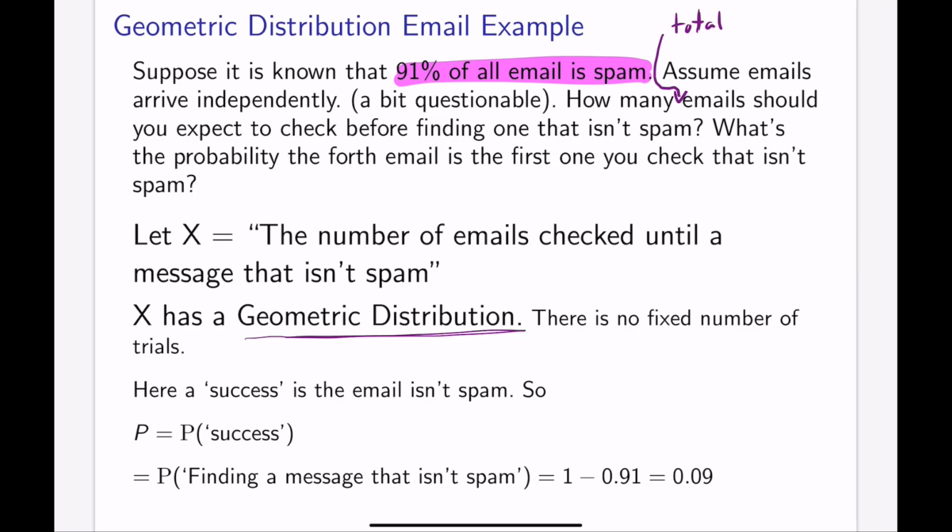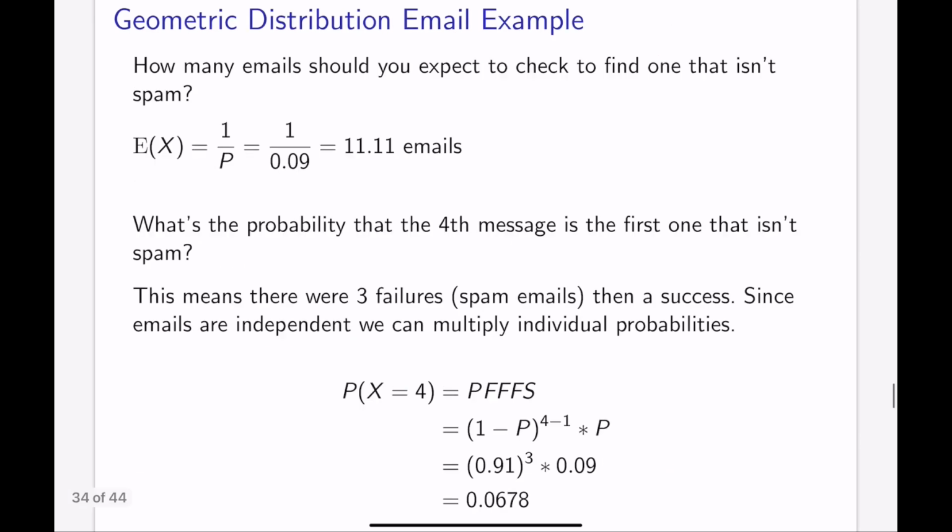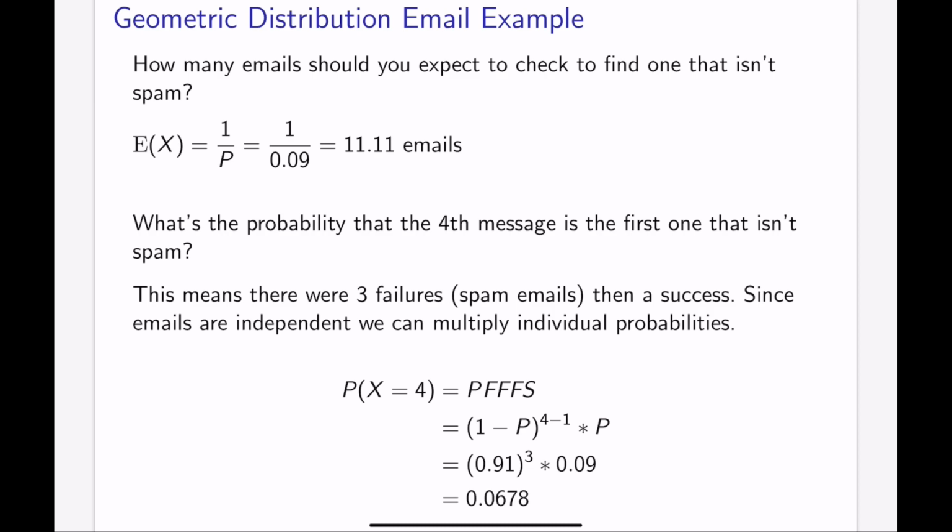So all of these questions that are being asked here are about a variable that has a geometric distribution. And it's always good to think about what a success is. A success is an email that isn't spam. And always good to think about what the probability of a success is. So that's finding a message that isn't spam. So if 91% of all email is spam, then 9% of email isn't spam. So that's our probability of a success. So if we're asked how many emails should we expect to check, we'll just need to take 1 over the probability of a success. So doing that calculation, it's a little bit more than 11 emails. Here's another question.